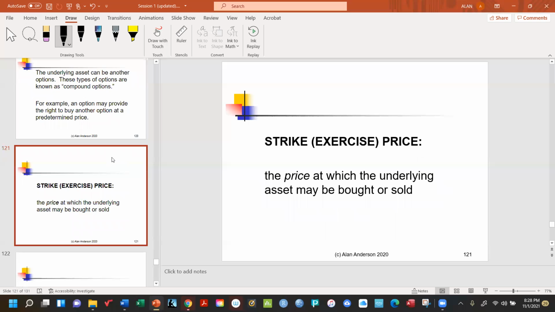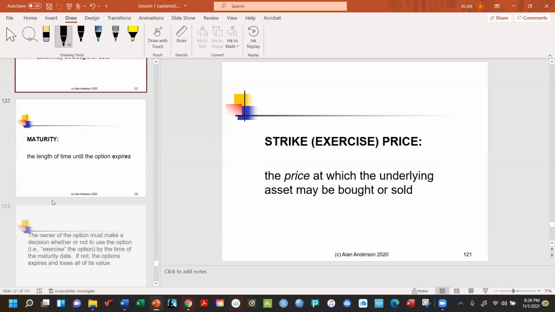Now, the price at which you're allowed to buy or sell is often called the strike or exercise price. And in the example I showed you a minute ago with Apple, we were looking at the one that had a strike price of $150, which means that it gives me the right to buy Apple stock for $150, if I choose to do so. All right, so we have to know that to uniquely characterize an option.